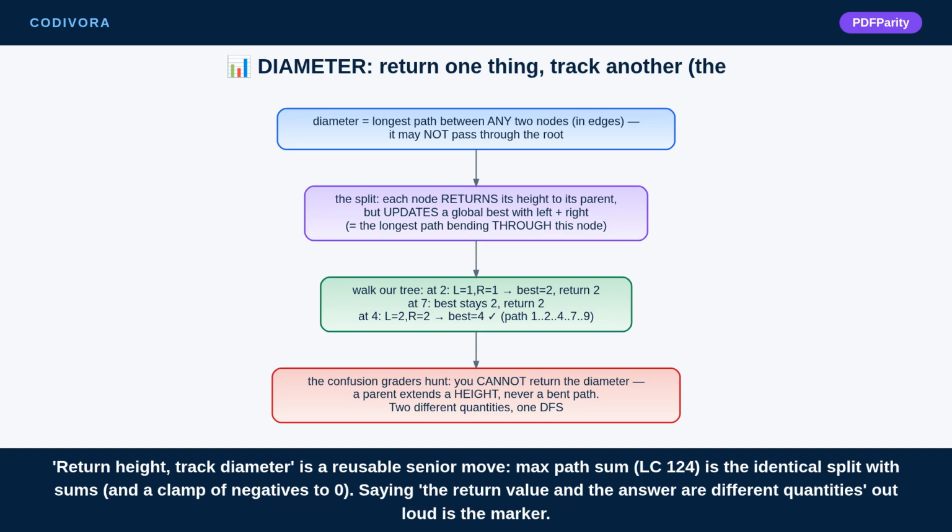Return height, track diameter is a reusable senior move. Max path sum, LC124, is the identical split with sums and a clamp of negatives to 0. Saying the return value and the answer are different quantities out loud is the marker.